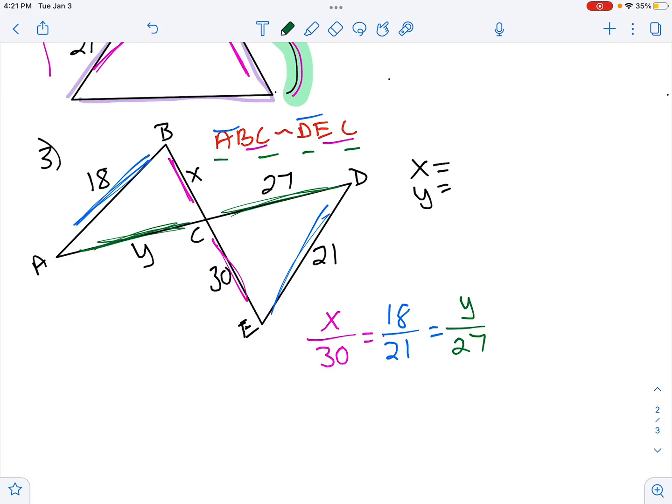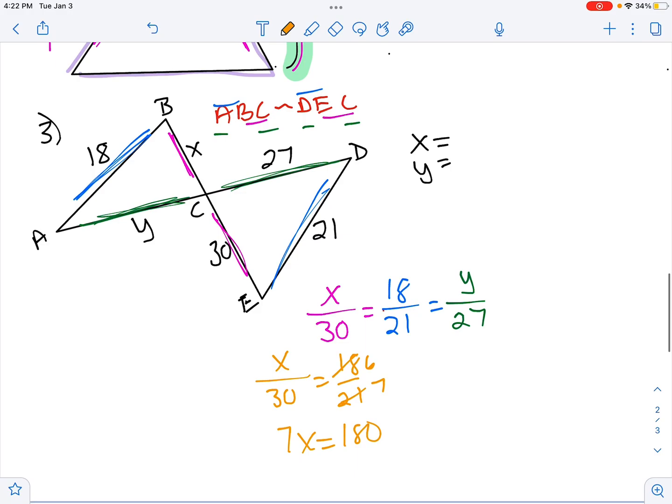Once I have my ratios set up, I'm going to pick 2 and solve. So pick one with a variable, one without a variable, and cross multiply. So I'm going to pull over x over 30 equals 18 over 21 and cross multiply. If you want to simplify that first, you can. So if I divide by 3, I get 6 over 7. So 7x equals 180. I'm going to divide by 7, which gives me 25.7.